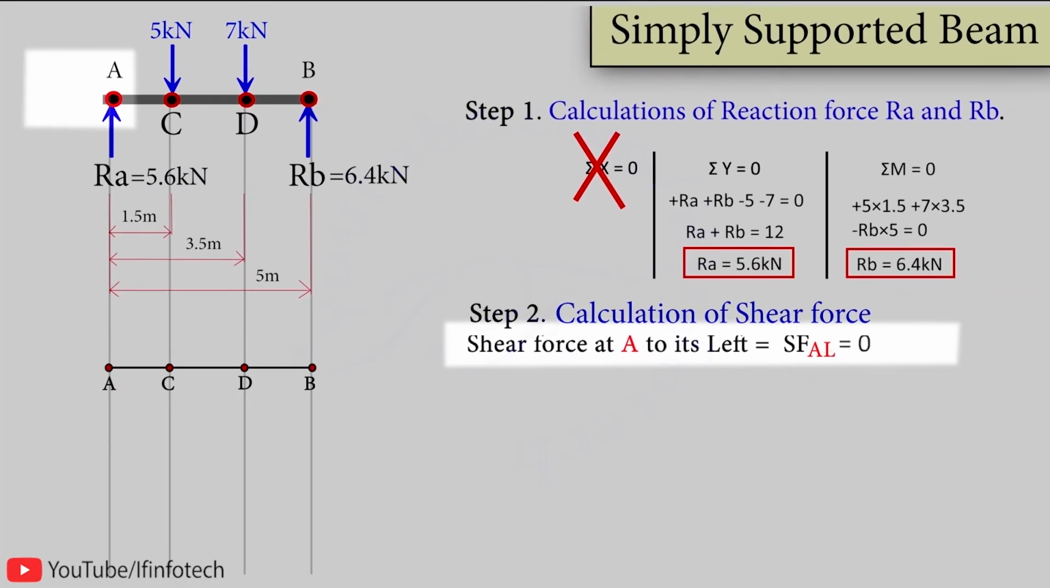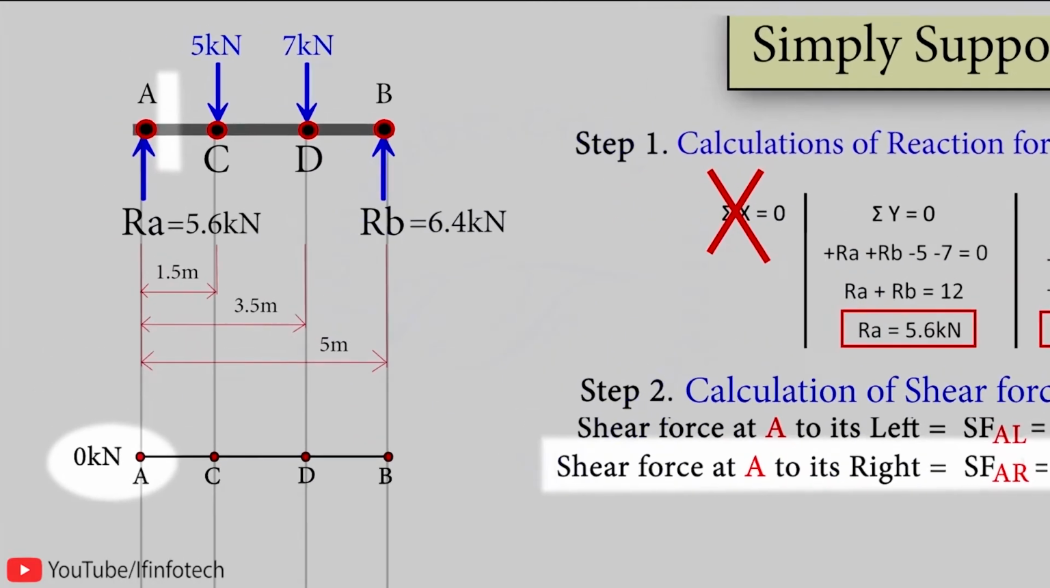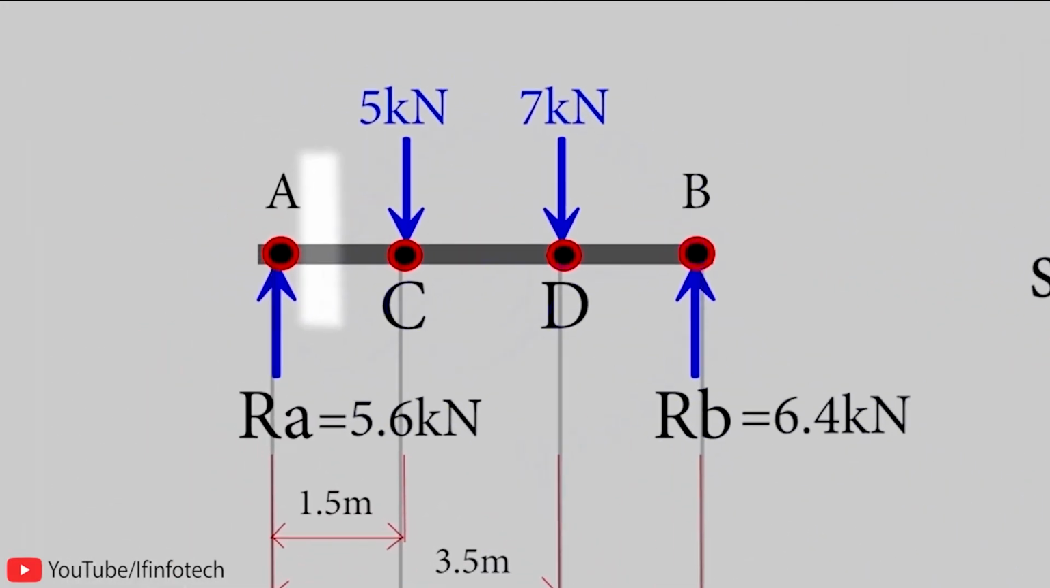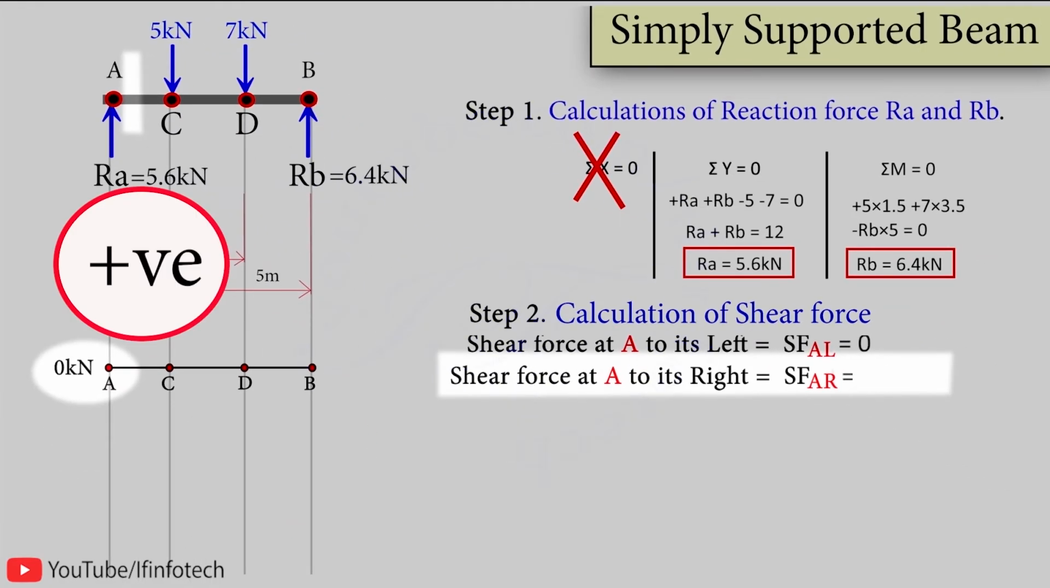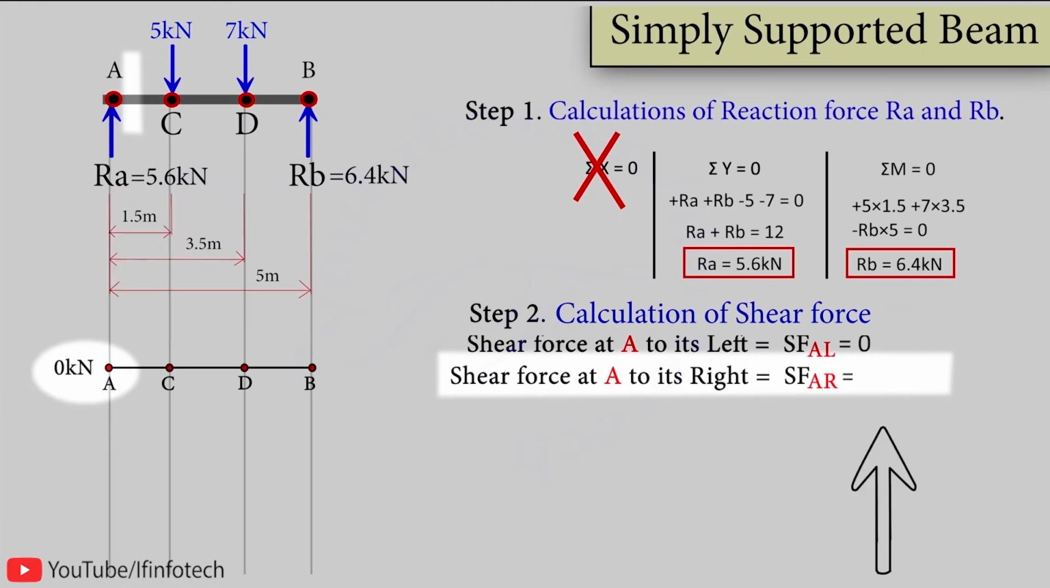So to draw the shear force diagram, I will draw a horizontal reference line of 0 kN shear force, and at the beginning of point A, that is SF at A to the left is equal to 0. So here I mark 0 value on the reference line. Now if I go to the section to the right of A, that is SF at point A to the right, then there is an upward force, that is reaction force RA, which is 5.6 kN. So as per the sign convention, upward force is treated as positive. So here the shear force is plus 5.6 kN. Therefore SF at A to the right is equal to plus 5.6 kN.